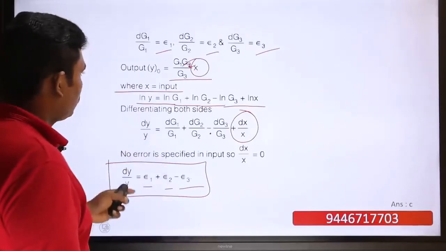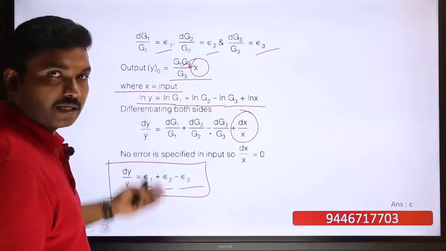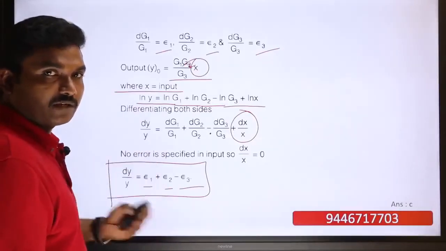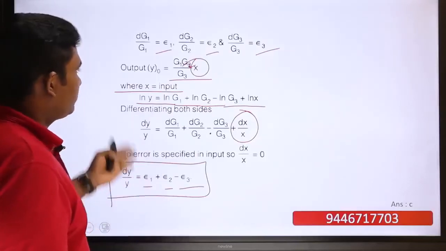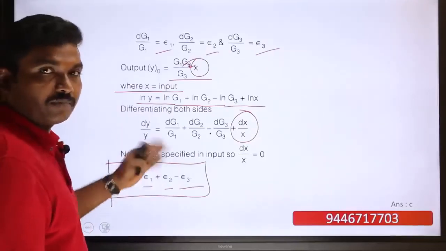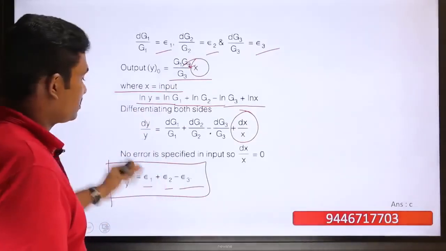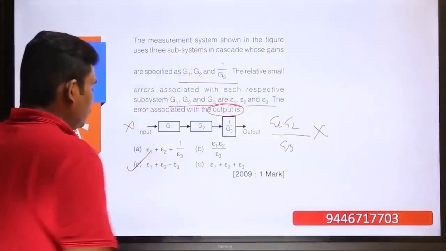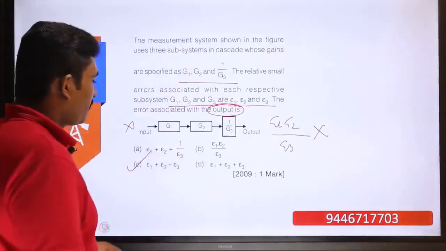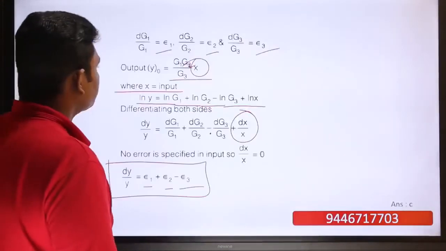So it becomes equal to, this is actually G1, G2 divided by G3. So what will be the corresponding error? This is the deduction that you can take away from this question. When it is G1, G2, then it is epsilon 1 plus epsilon 2. When it is G1, G2 divided by G3, then it is epsilon 1 plus epsilon 2 minus epsilon 3. So what is our answer? Our answer is epsilon 1 plus epsilon 2 minus epsilon 3, which is option C for question number 17.